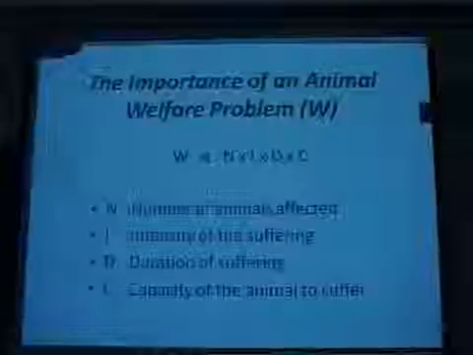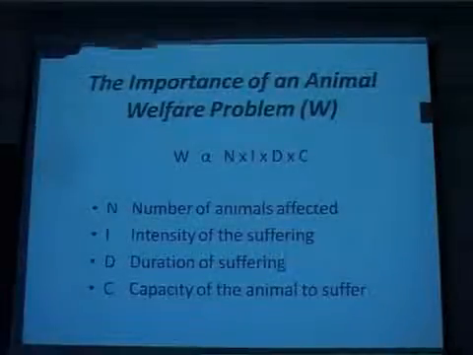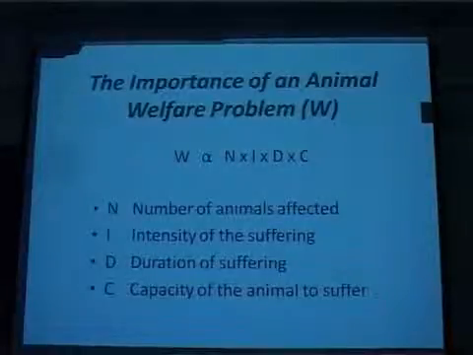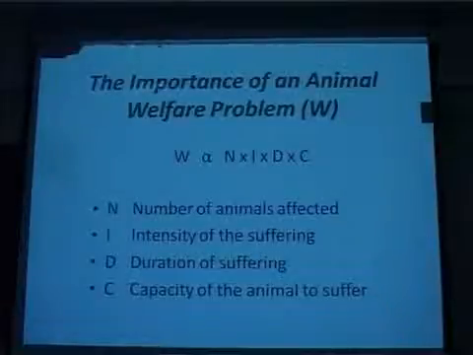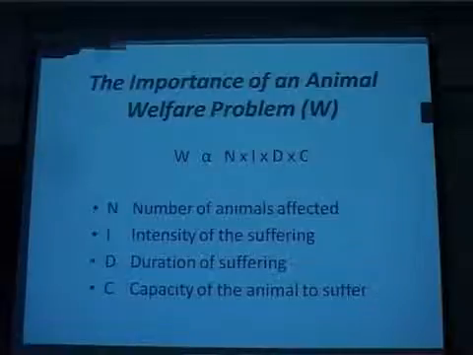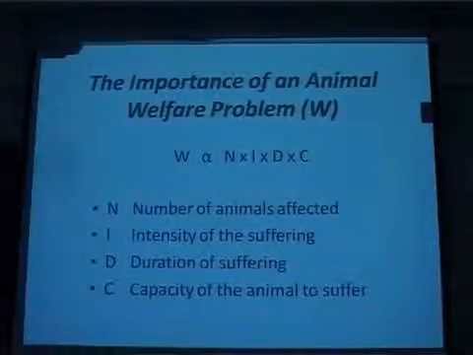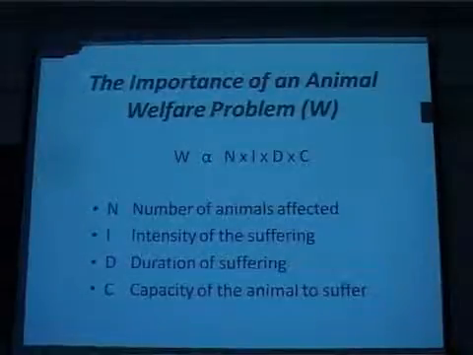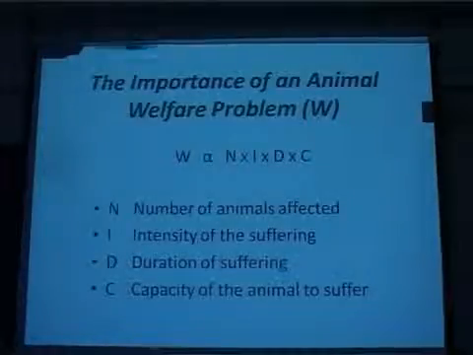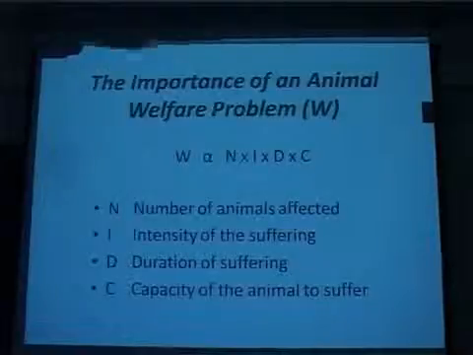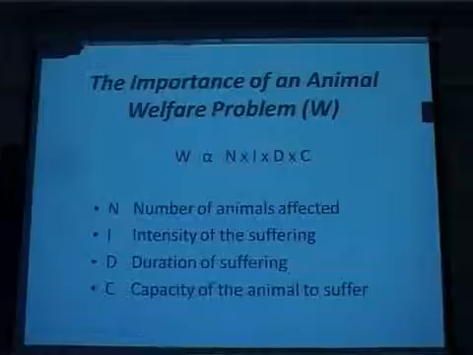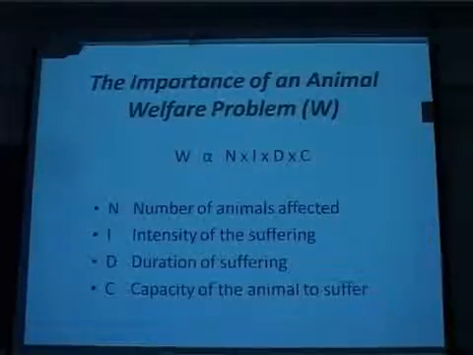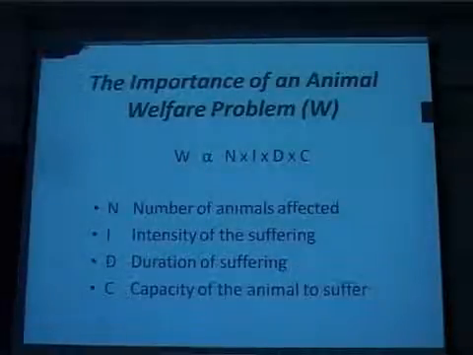When considering some of the issues that I've been showing you on that slide, an analysis that I often use in trying to understand how important the welfare compromise is, I use this equation here. W, which is the importance of the animal welfare problem, is proportional to the number of animals affected, the intensity of their suffering, the duration of their suffering, and the capacity of the animal to suffer for the particular concern that you have. And that obviously has importance when considering species that are not mammals, for example. We don't have a really good understanding of the ways in which fish or prawns or shrimp can suffer, for example. So I often use that equation just to help me think through whether this particular subject we're discussing is important or not in the overall picture.